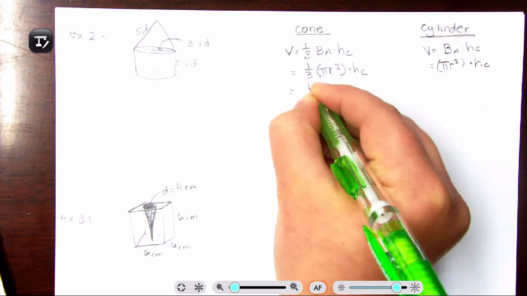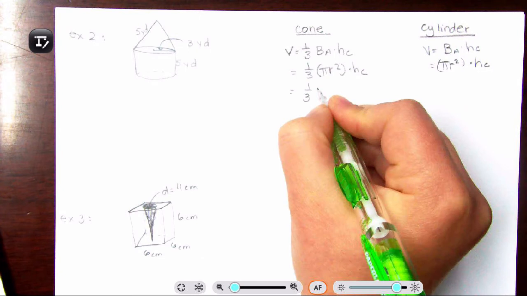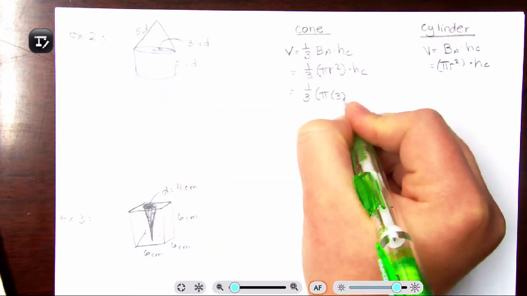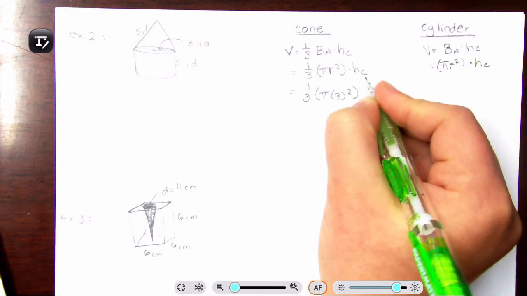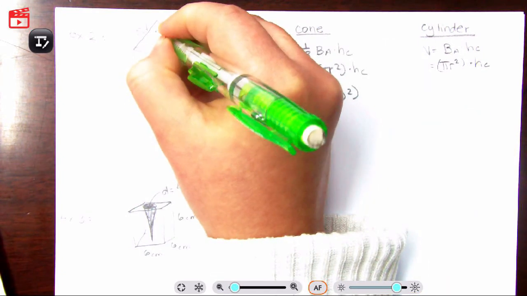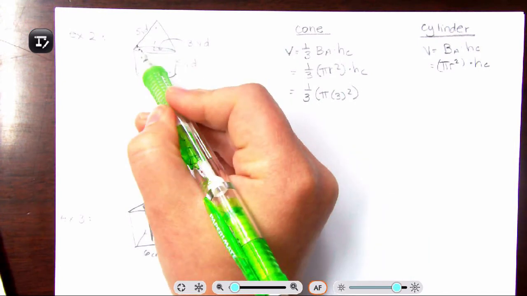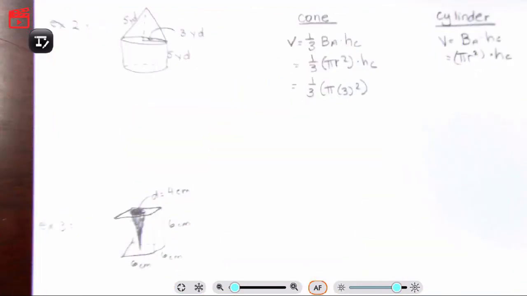Let's plug some numbers in. 1/3 pi r squared, what is our radius? Our radius is 3. Height of the cone, do we know what this height is right here? Unfortunately, we do not. We do note that this side right here is 5. Let me zoom this in just a little bit.